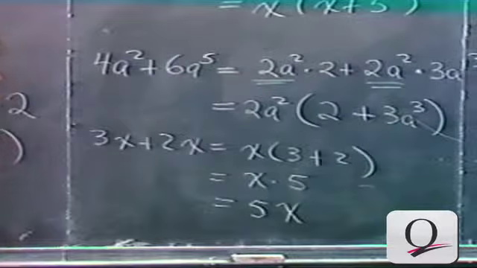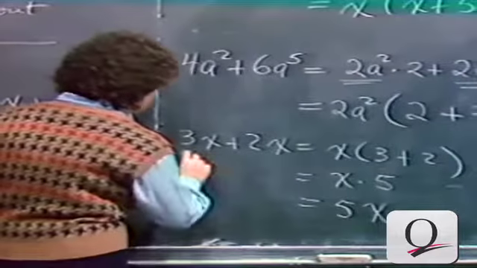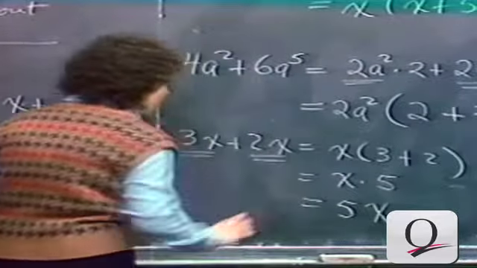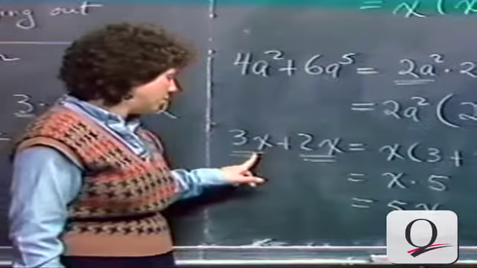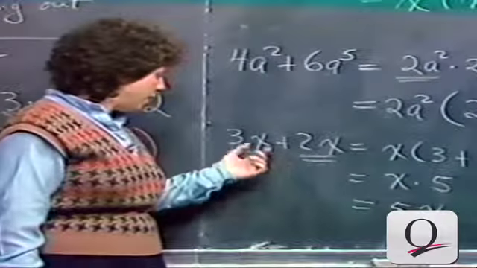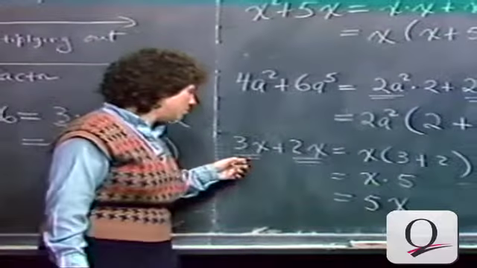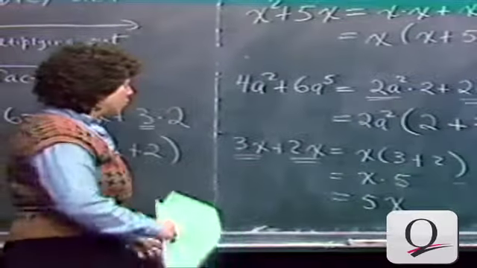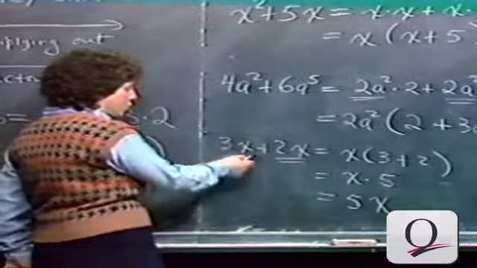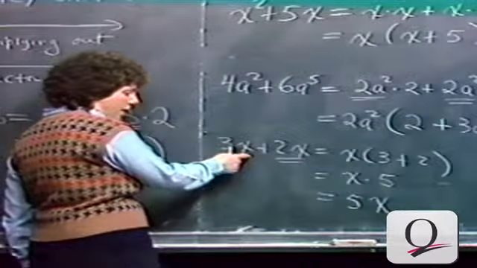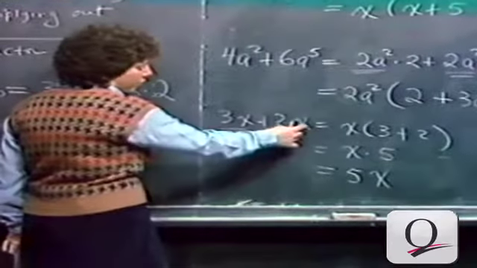3x and 2x come under the category of like terms. Okay? 3x and 2x are like terms. These are terms that have exactly the same variable part. Okay? If we think of a term as being composed of a numerical part and a variable part, in this case, the numerical part is 3, the variable part is x. The numerical part is 2, the variable part is x.